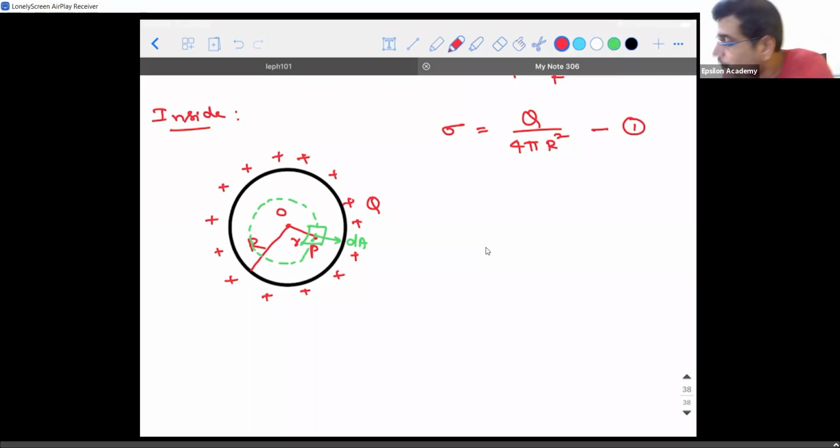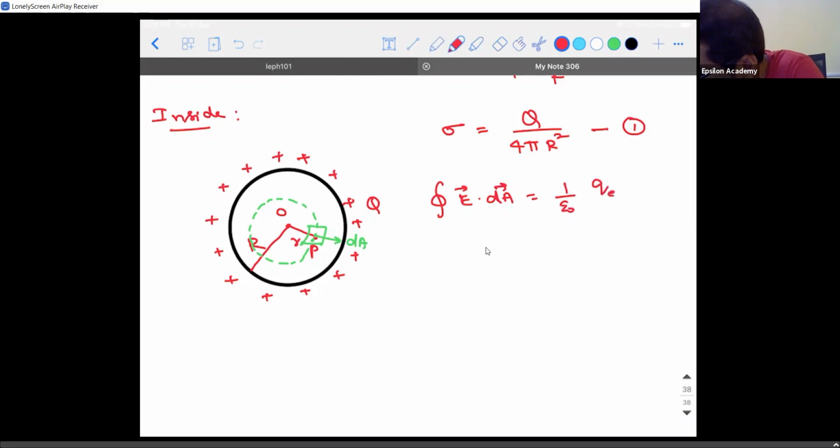Right. So if I apply the formula, surface integral of E vector dot dA vector is equal to 1 by epsilon naught times the charge enclosed by the Gaussian surface. The Gaussian surface is the green color surface, right? So what is the value of charge enclosed by the Gaussian surface? Is it not 0? Since it is 0, the surface integral of E dot dA vector will be 0. Since dA is not 0, I can conclude that E is equal to 0.